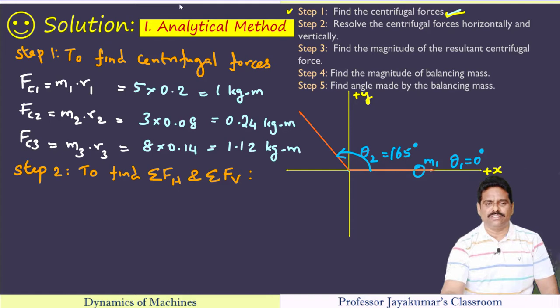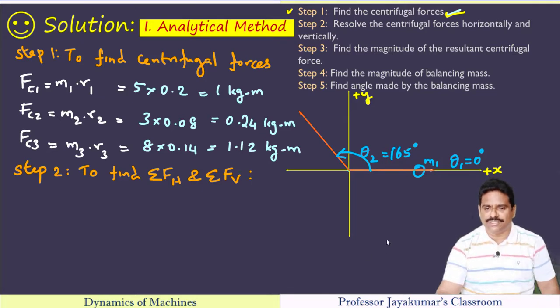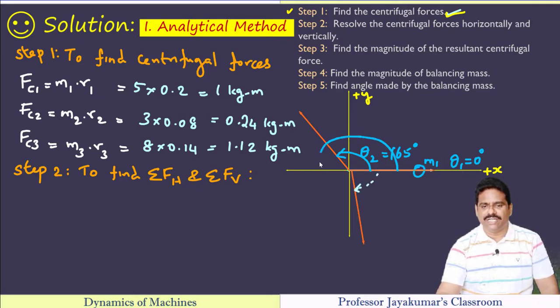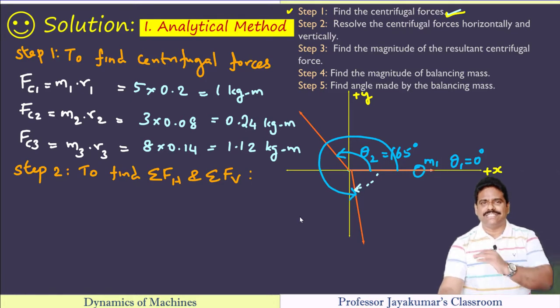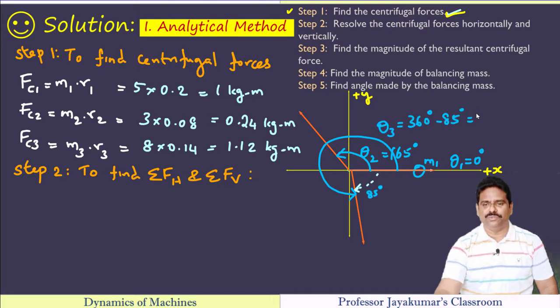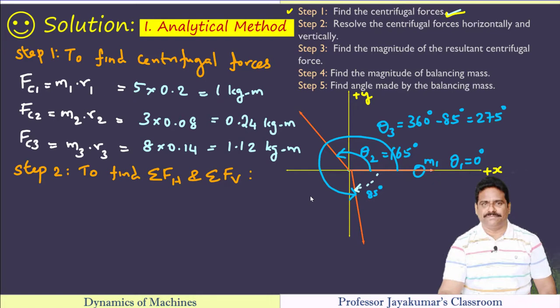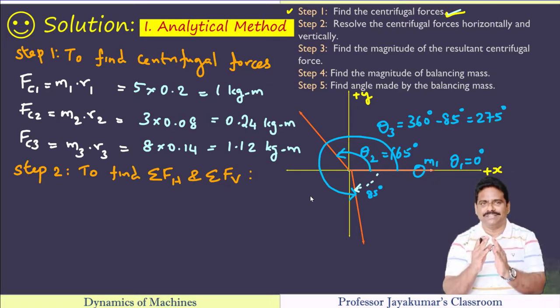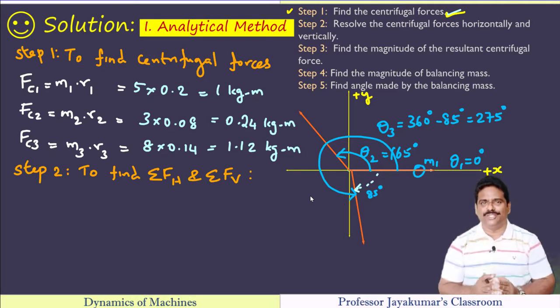In the same way, the third mass is given as 85 degree measured from theta 1 in clockwise. For consistency, I am taking angles in the same direction, in this case the counterclockwise direction, so 275 degree is theta 3. This analytical method is nothing but determination of resultant force and equilibrium force that you all might have studied in your engineering mechanics subject. That's what we are doing now.